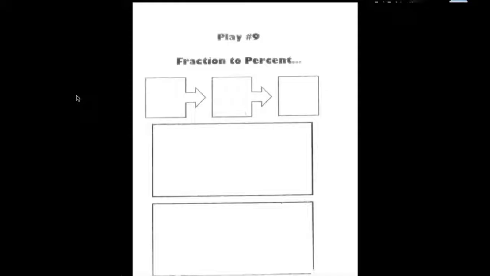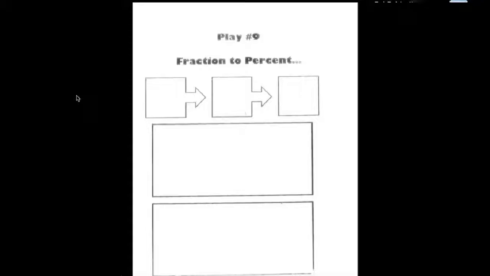What we're going to do now is convert fractions to percents. We've already converted fractions to decimals. Now we're going to convert fractions to percents. It's actually really, really easy. One of the easiest things you'll learn this year. So just bear with me. Please write these down. You should already have this loaded in GoodNotes, okay?